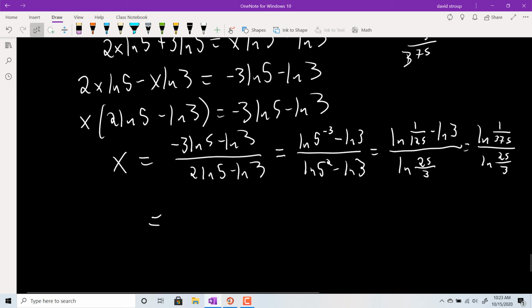But ultimately, you just want like an answer from your calculator. So let me just get that answer really quick. So I'm using ln of 1 divided by 375 divided by ln of 25 over 3. And that equals negative 2.795. So to 2 decimals, it would be approximately negative 2.80.